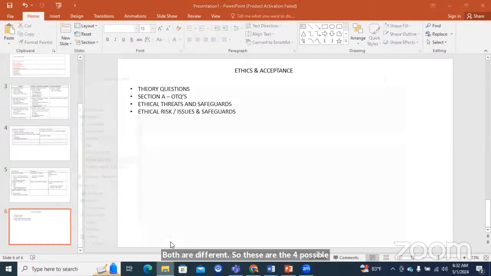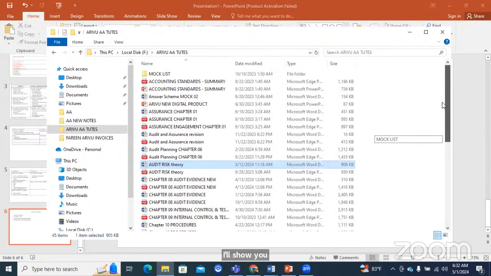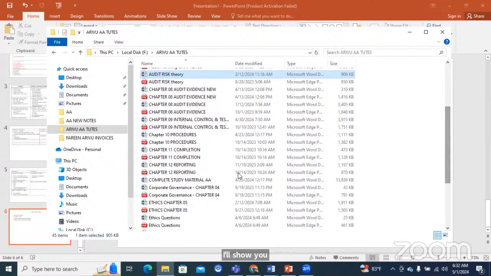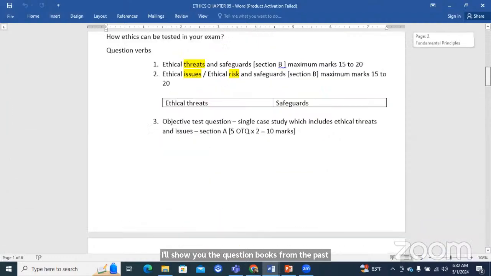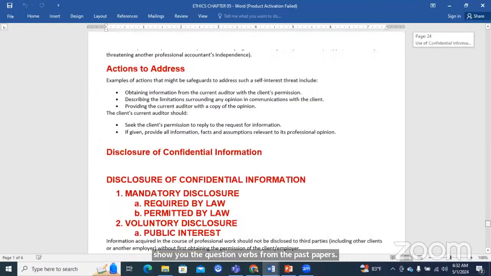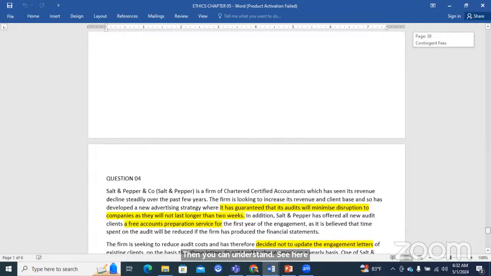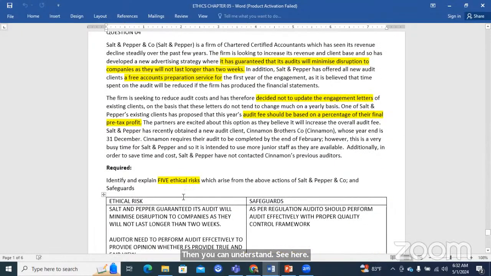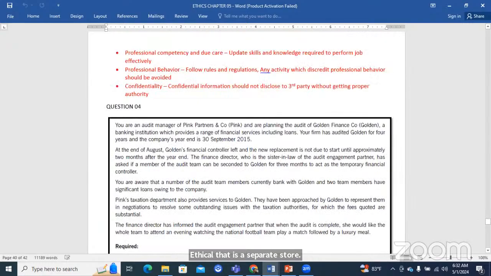So I'll show you the question verbs from the past papers. Then you can understand. See here. Take this question, question number 4.5, ethical risk. What is the verb? Ethical risk. That is a separate story. Ethical risk and issues, separate story. Right? And see here in this question.